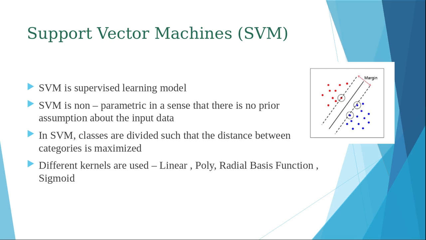Support vector machines is also a supervised learning model. SVM is non-parametric because there is no prior assumption about the data. In a few classifiers, it is assumed that the input data has a Gaussian distribution, but in this case there is no prior assumption. SVM tries to divide classes such that the distance between the categories is maximized using hyperplanes. In this project, I have tried different kernels like linear, polynomial, radial basis function, and sigmoid, and I have achieved a best accuracy of 64% using the radial basis function.